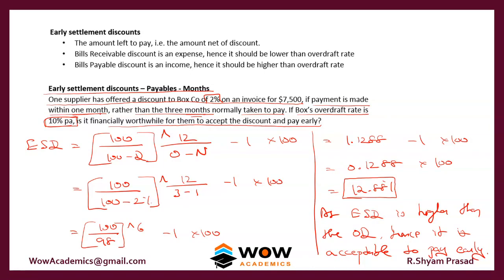You can pay early now, because if you borrow from the bank, it's 10%. Borrow at 10% from the bank and pay your supplier sooner. But if you pay him, you will get a benefit of 12.88. So the benefit is much higher than the loan that you will get from the bank. So go for the payables discount. So that's about this problem. We'll move on to the next.